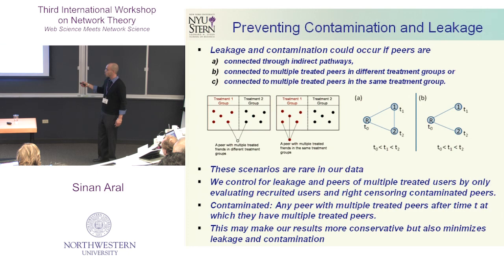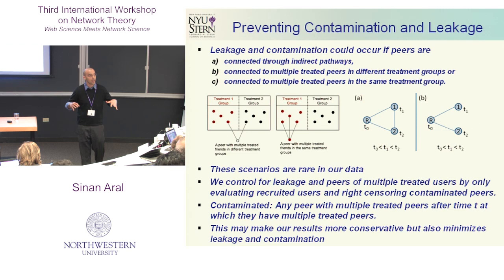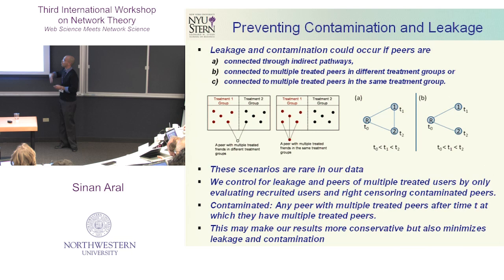So the first thing we did was we tried to see in the data, well, how often does this happen? And the first thing to note is that this is quite rare in our scenario, okay? But we still want to be conservative and control for this. So what we did was we controlled for leakage by only evaluating recruited users and then right censoring any contaminated peers, okay? And here's how we define a contaminated peer. It's any peer with multiple treated peers, at the time at which they have multiple treated peers, okay?